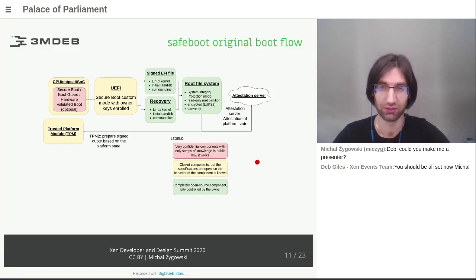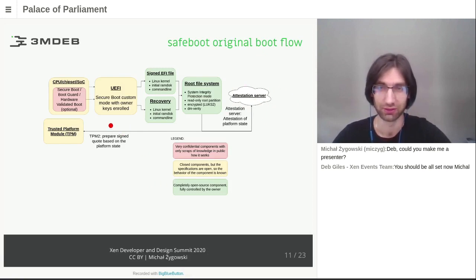The blocks in yellow are marked as components that are not necessarily open, but we have specifications which tell us how these components behave. And then we have green open source blocks, which are known to the public, and we have full control because we can always rebuild and modify these components. And we have the attestation server. I didn't give it any color because it is the choice of the owner how to make the attestation.